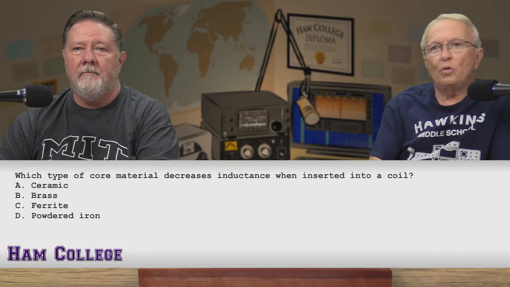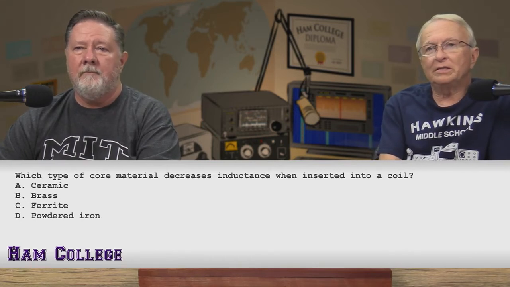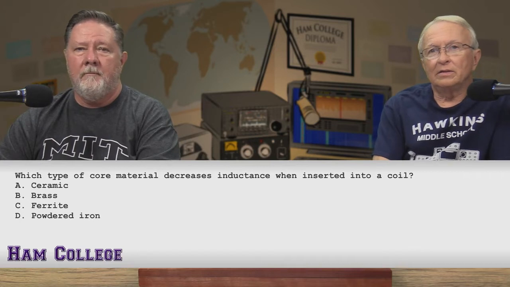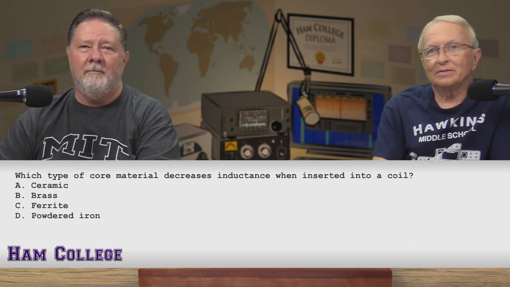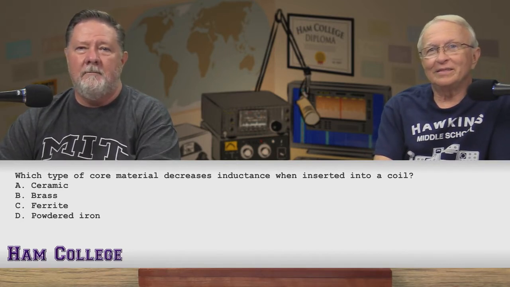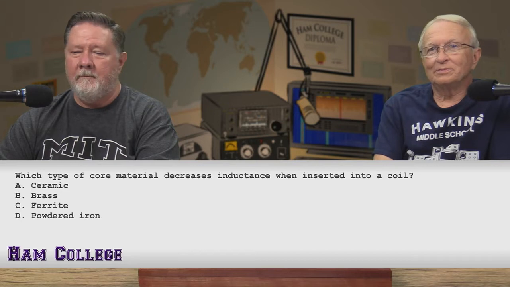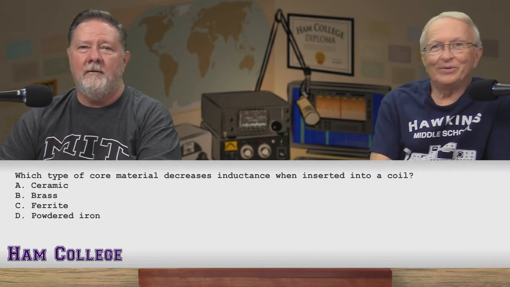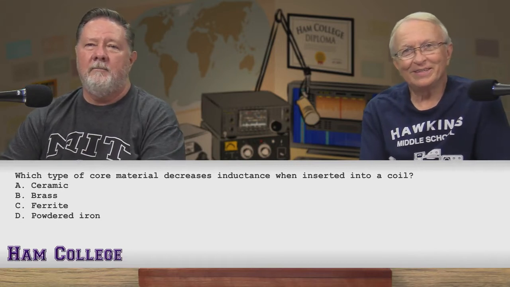What type of core material decreases inductance when inserted into a coil? A. Ceramic. B. Brass. C. Ferrite. D. Powdered iron. Seem familiar to you? Should I go straight for the throat again? I don't know. Yeah, maybe. I'm going to go for B, brass.